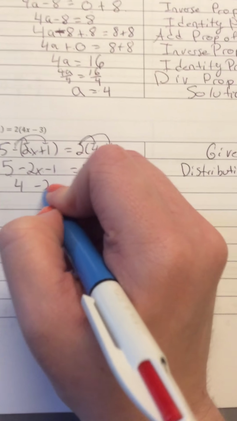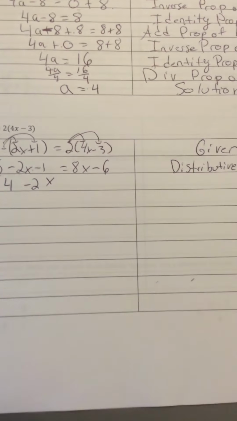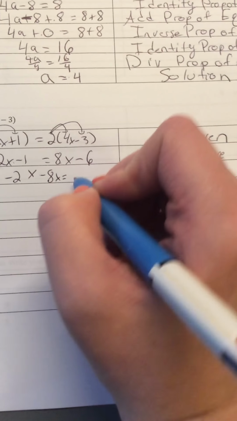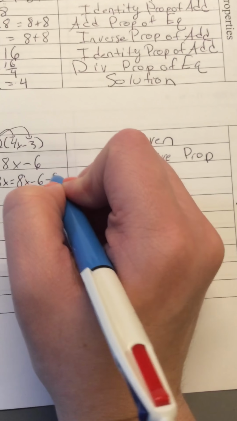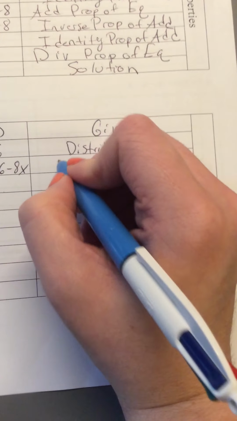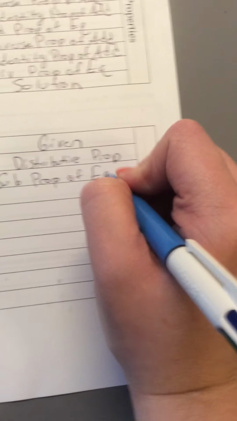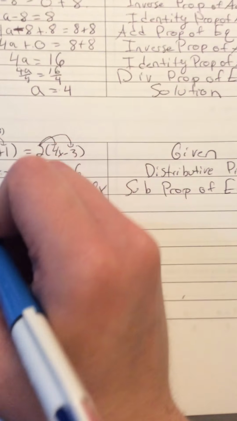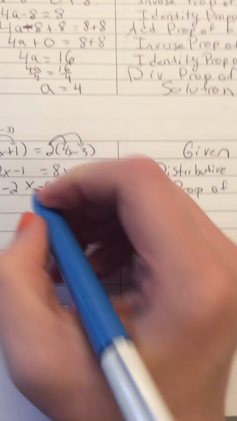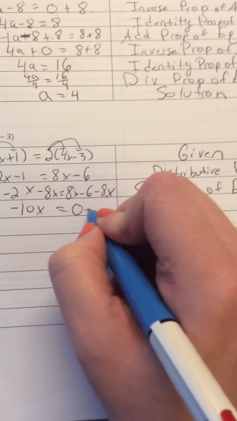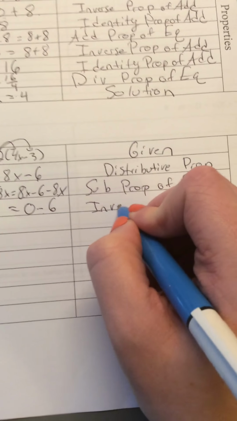Now we know that 5 minus 1 is 4. And in the process, we are going to subtract 8x from both sides. And we can do that because of the subtraction property of equality. Negative 2x minus 8x gives us negative 10x. And then we know that 8x minus this 8x would give us 0 because of the inverse property of addition.